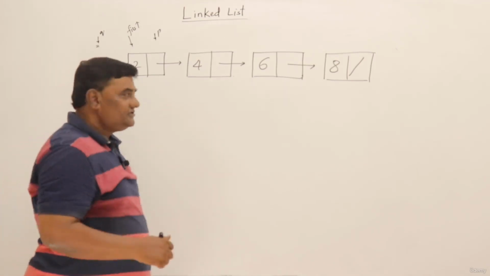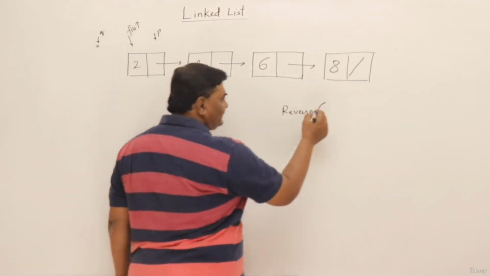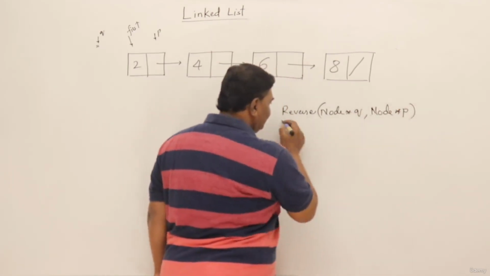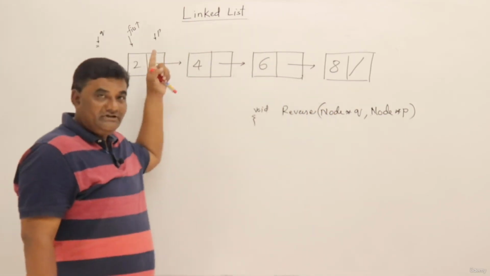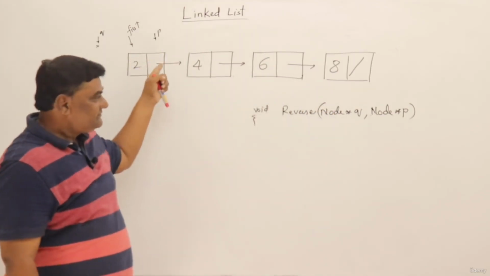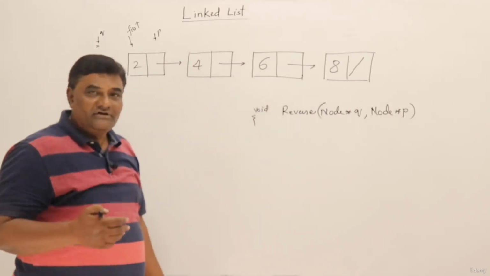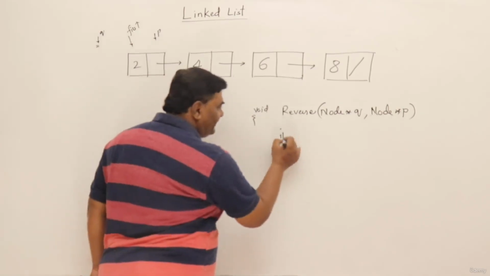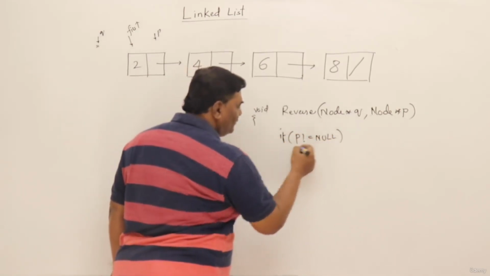Let me write down a function. Reverse. It should take two pointers. First one is Q, second one is P. So a function reverse taking two pointers: first one is Q, that is the previous one, and next is P. Then what should we do? Calling time, just go forward. So if P is not equal to null, then do what?